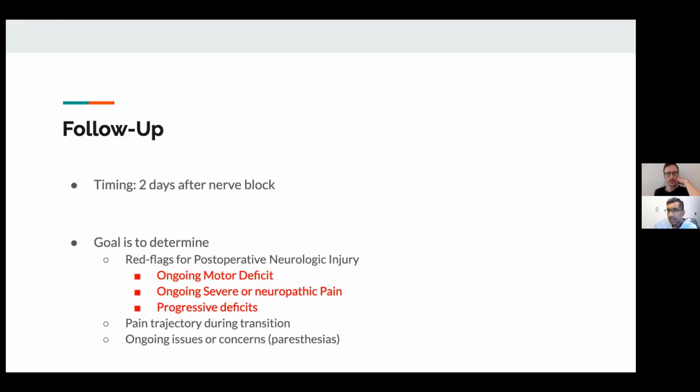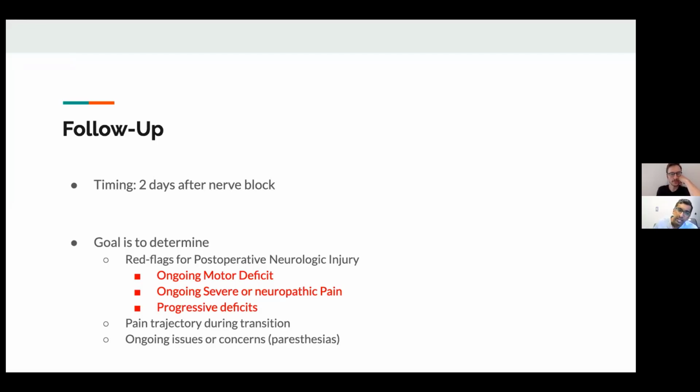And any progressive deficit. So if anything, the block should be resolving, and we shouldn't be seeing more density to the block, or motor function that has recovered but then is lost again. So those would be the 3 major red flags that I'd be looking at on follow-up. And I'll show you one of our follow-up sheets so you can see what we ask our patients.